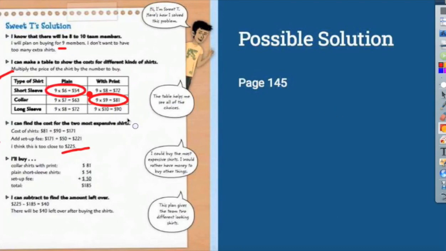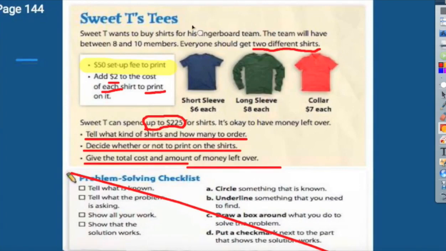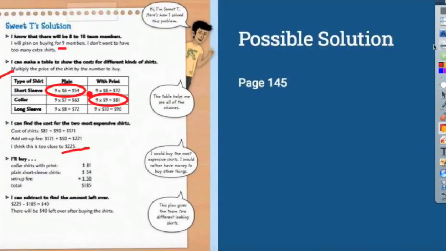Now, don't forget, going back to this page before, they had to make sure that everyone got 2 different shirts. It didn't matter whether they were printed or not. It's just your choice of up to $225. So he went ahead and did the 81 and the 54. But don't forget that $50 setup fee.